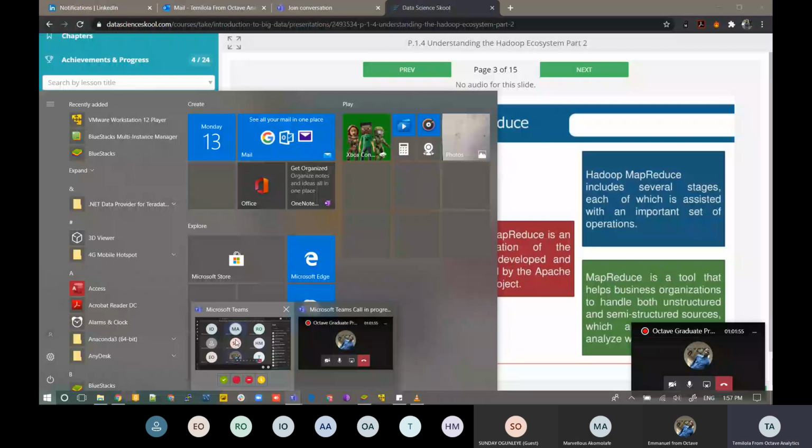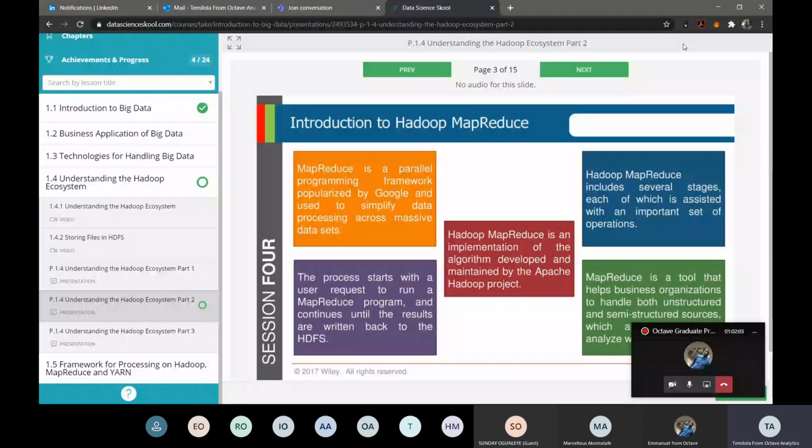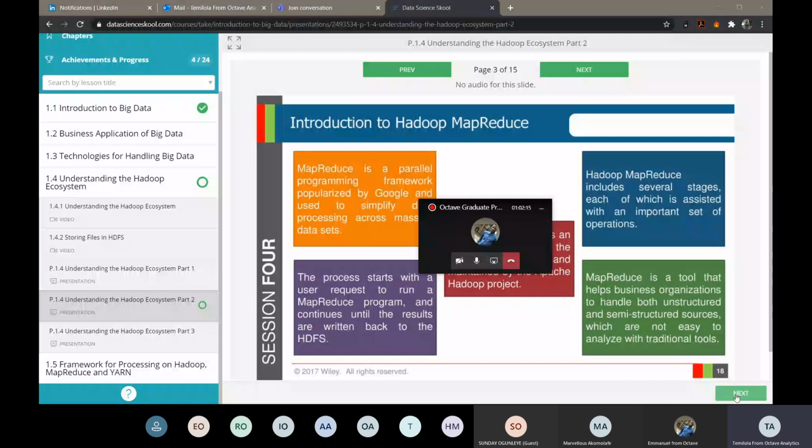MapReduce is an implementation of the MapReduce algorithm, just as I told you. MapReduce is a tool that helps business organizations handle both structured and semi-structured sources of data, which are not easy to analyze with traditional tools. So basically, when you were doing introduction to big data, they would have probably taught you about the different formats of data, which are structured, semi-structured, and unstructured data.